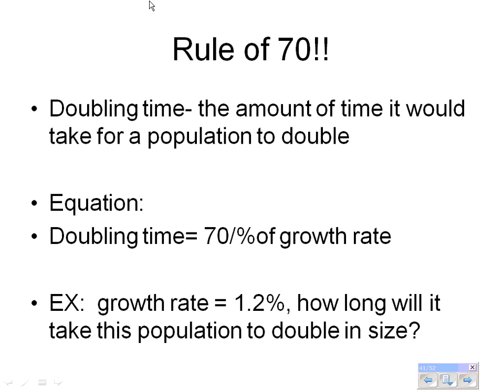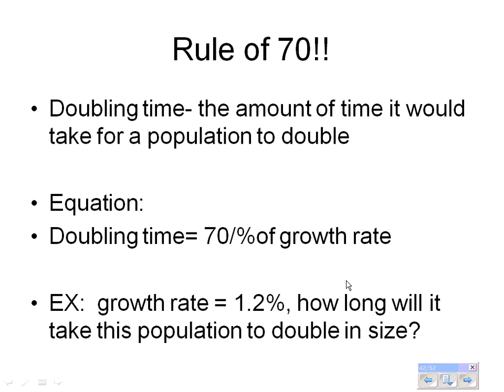All right, for number 4, you should be able to calculate doubling time. The rule of 70 roughly explains doubling time and how it's related to exponential growth with a constant rate. So you can see doubling time is the amount of time it would take for a population to double.